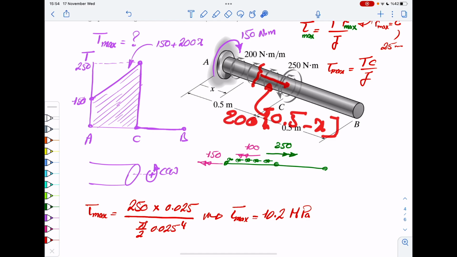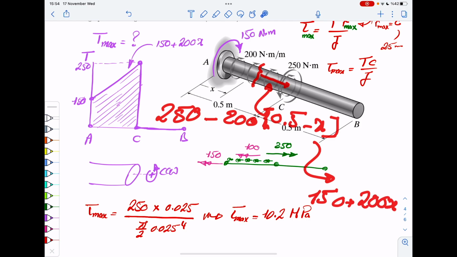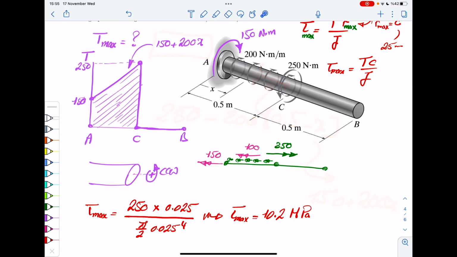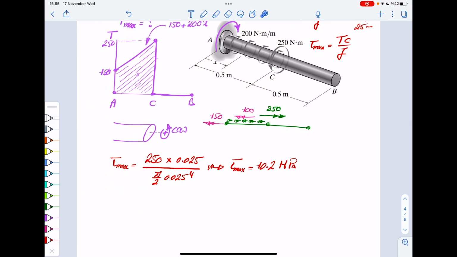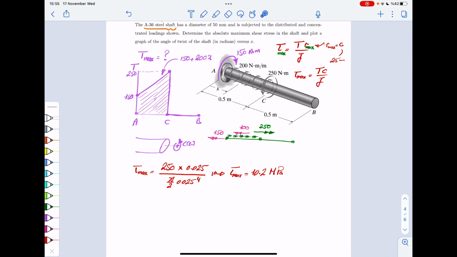200 is the density again. And then subtract that from 250. If you do that, you also get exactly the same equation of 150 plus 200x for the distribution of T. Okay? So it doesn't matter how you cut it. If you cut it carefully and if you write the equation carefully, you get to the same equation for that line. All right. So this was the first part of the problem.